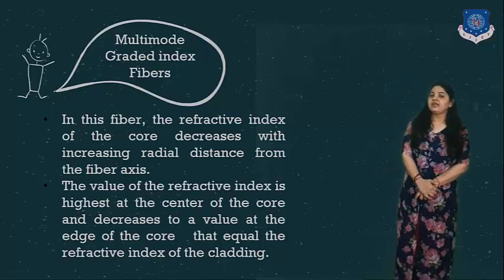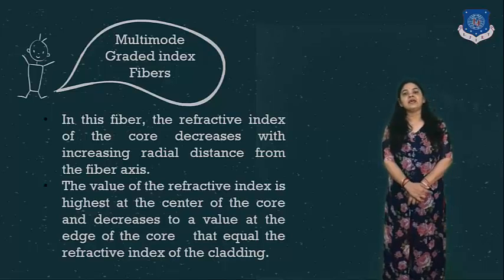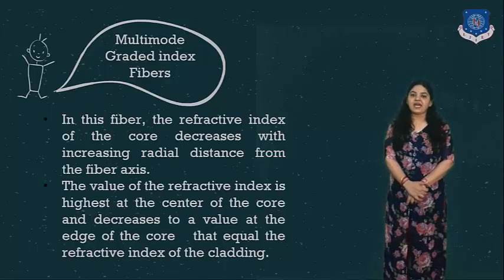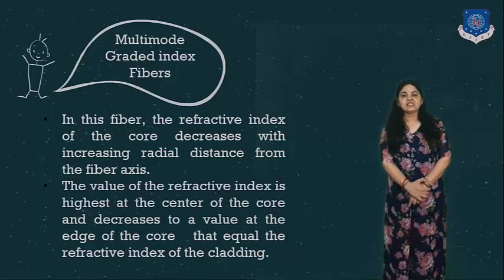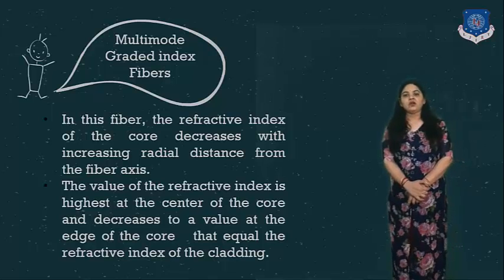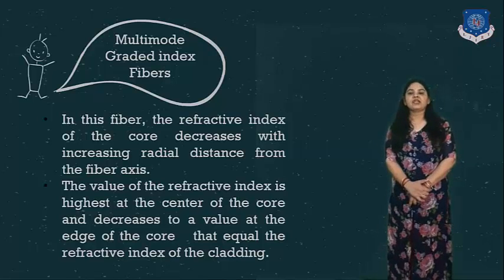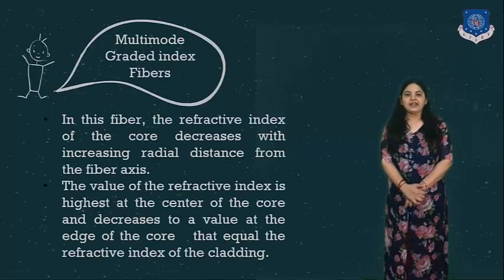The refractive index of the core decreases as the radial distance from the fiber axis increases, and the value of the refractive index is highest at the center of the core and decreases toward the edge of the core, where it is equal to the refractive index of the cladding. So this is about the types of fiber, and the types of rays, the modes of the fiber.